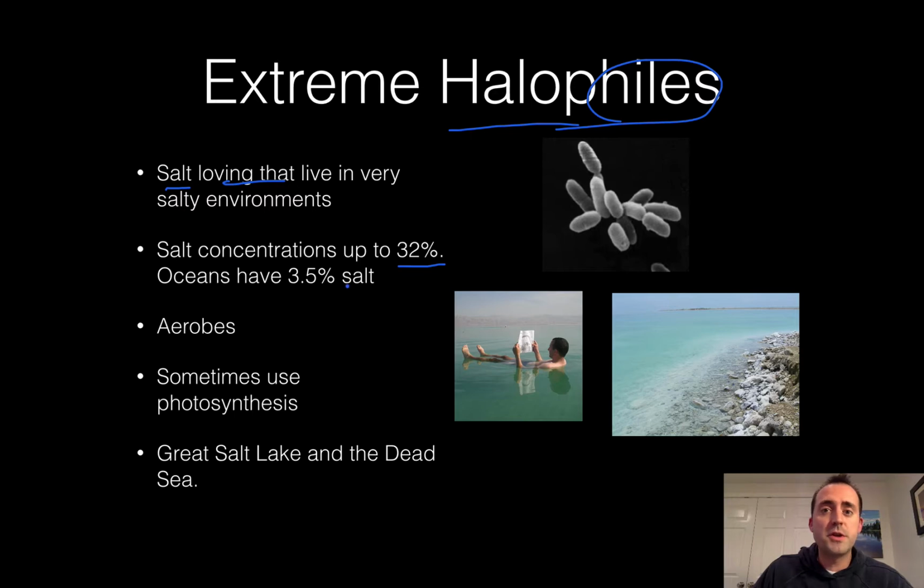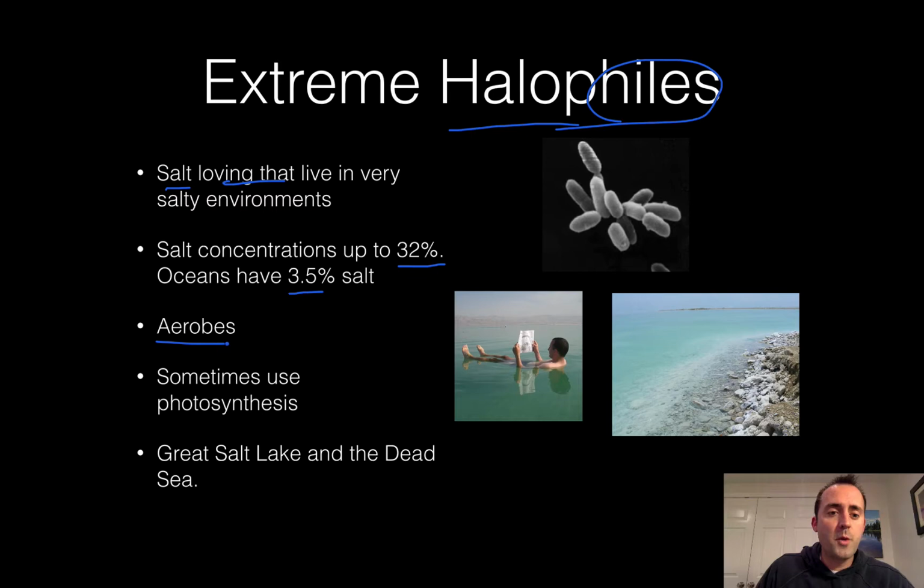And if you've ever been to the ocean and ever swallowed ocean seawater, that water is about 3.5% salt. So 32% is a lot more than 3.5%. These are very, very salty environments. And as we learned in our cell unit, most cells in a very salty environment would lose water because of osmosis, but these bacteria thrive in these types of environments.